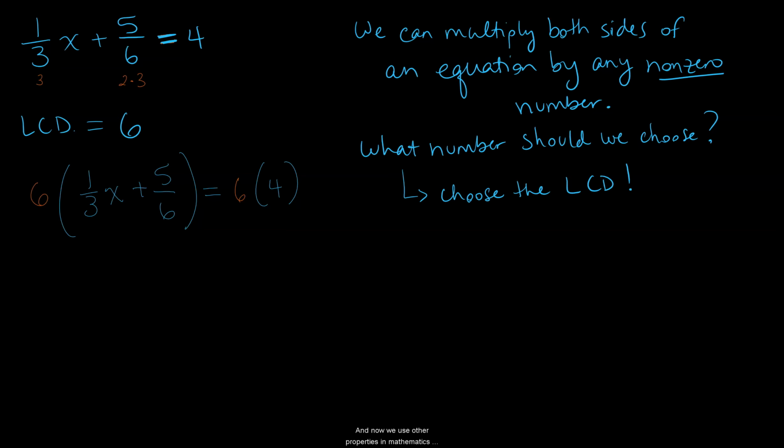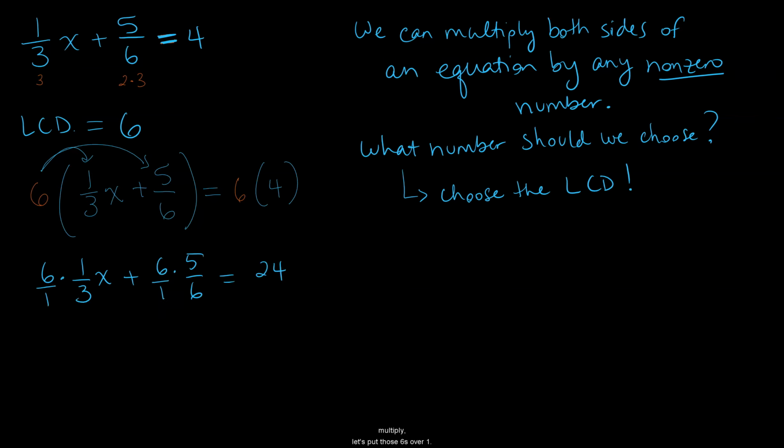And now we use other properties in mathematics that we've learned, like the distributive property. We're going to distribute the 6 inside that parentheses: 6 times 1/3 x, 6 times 5/6. And we can multiply the right side. 6 times 4 is 24. To make it a little easier to multiply, let's put those 6's over 1. 6 is a whole number, putting it over 1 only changes it into a fraction form, makes it a little bit nicer to see. It's not necessarily required, but it's a good practice to have.